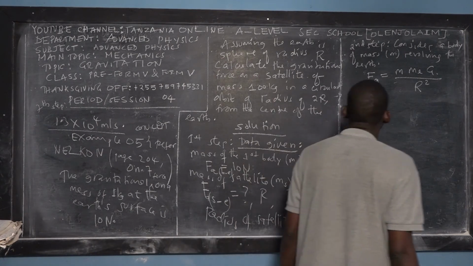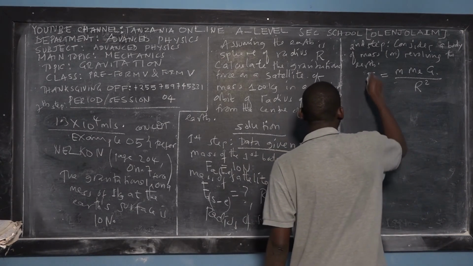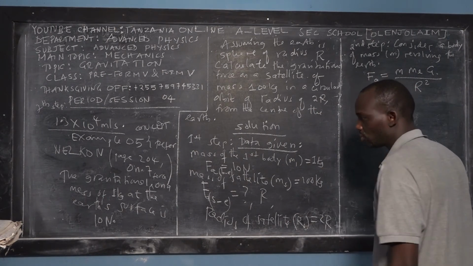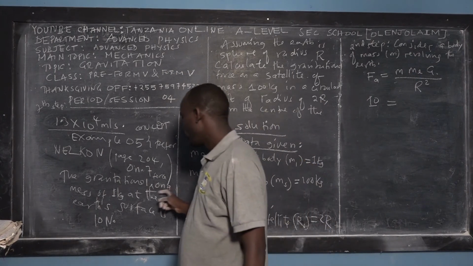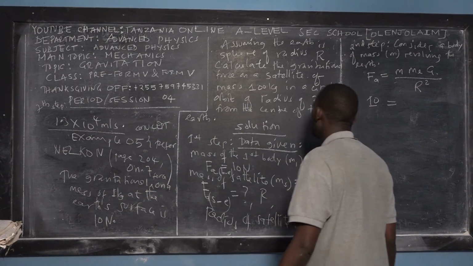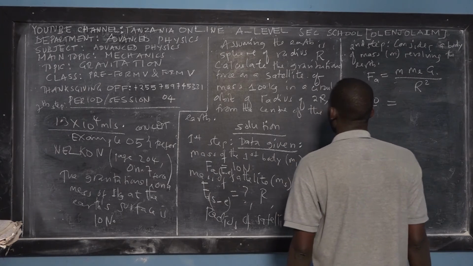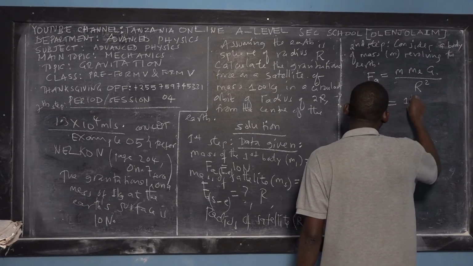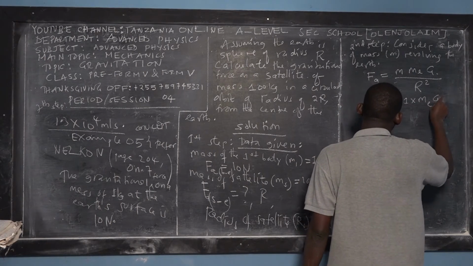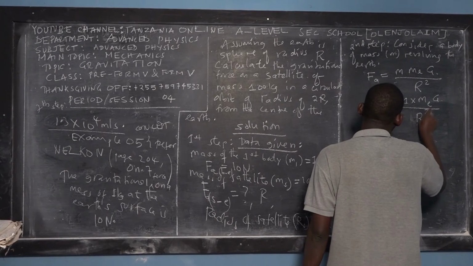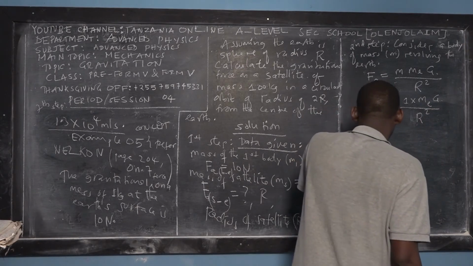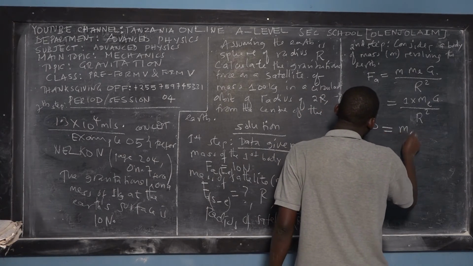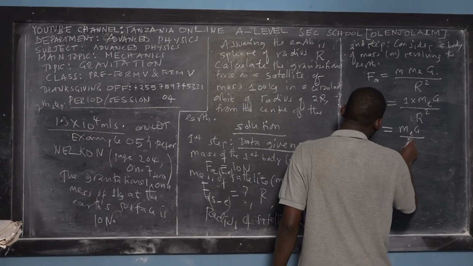So if this is the first case, we have nothing to cancel. We are given this force of attraction. We are given the mass of the body, because the gravitational force is on a mass of 1 kilogram. So it is 1 times the mass of the Earth, times the gravitational constant, over the radius of the Earth squared. So this will make 10 equal to the mass of the Earth times the gravitational constant over the radius of the Earth squared.